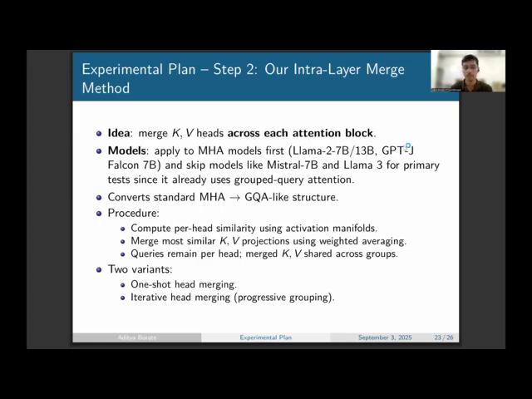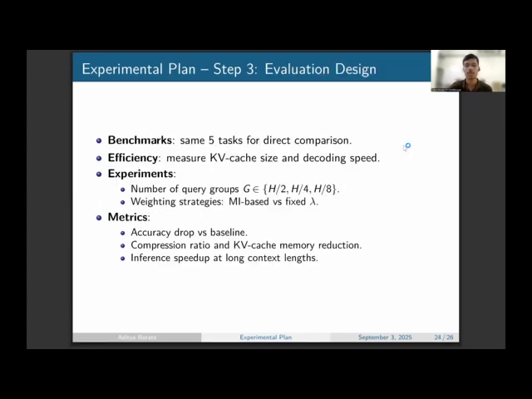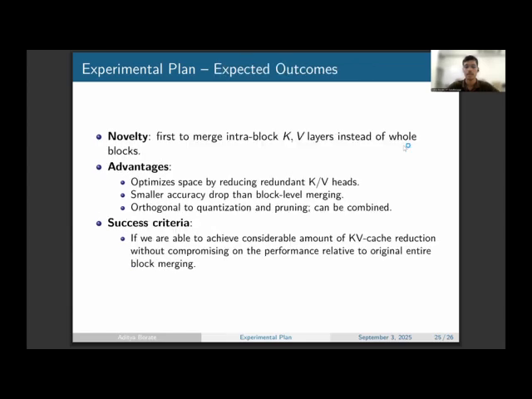We also plan to explore both a one-shot and iterative merging approach. Next, for our evaluation design, we will measure the reduction in KV cache size and decoding speedup. We will experiment with different numbers of query groups and report on key metrics like accuracy drop versus the baseline, memory reduction, and especially the inference speedup at long context lengths.